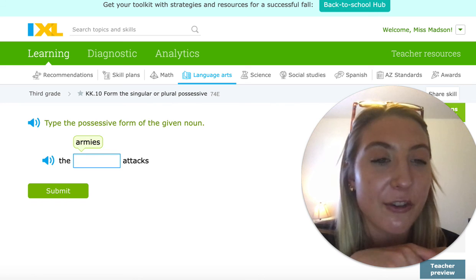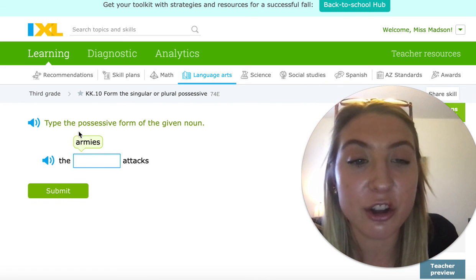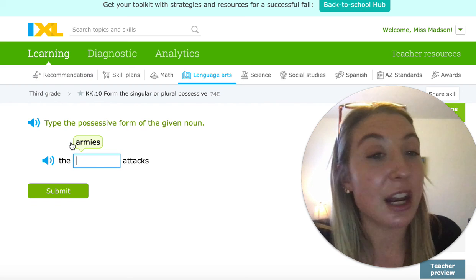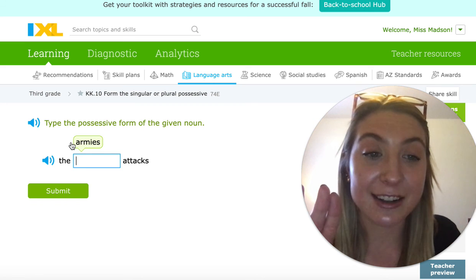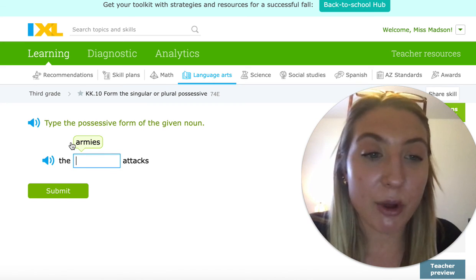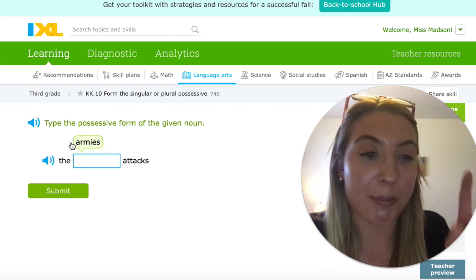Alright, and that's it for today. Just make sure you go back and look at the noun first. Is it singular or is it plural? And then if it is plural, is it irregular or does it have a normal ending like an S? Because if it doesn't have a normal ending like an S and it's an irregular plural, we treat it like our singular possessive nouns, and we're going to add apostrophe S.